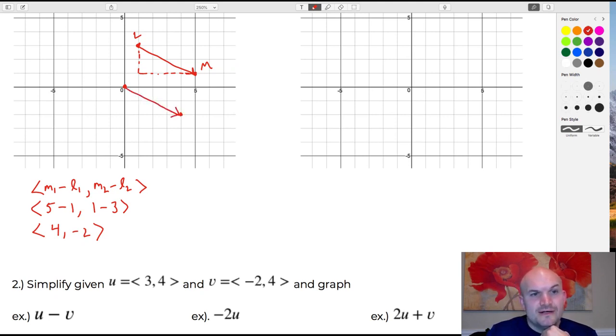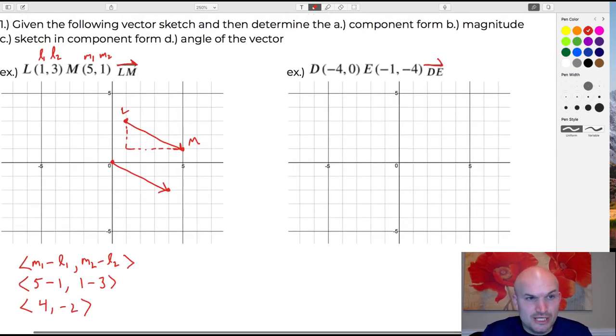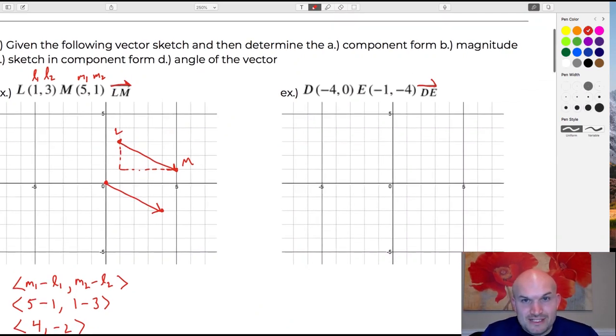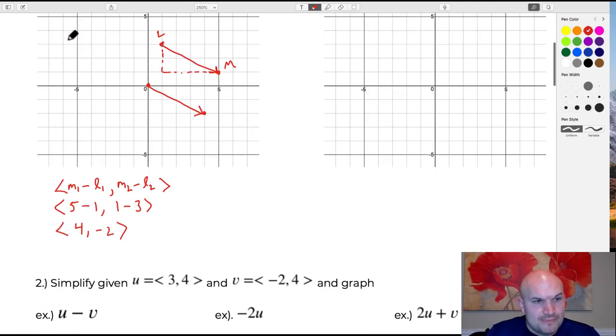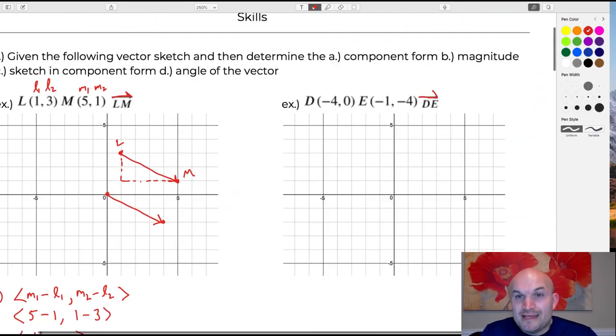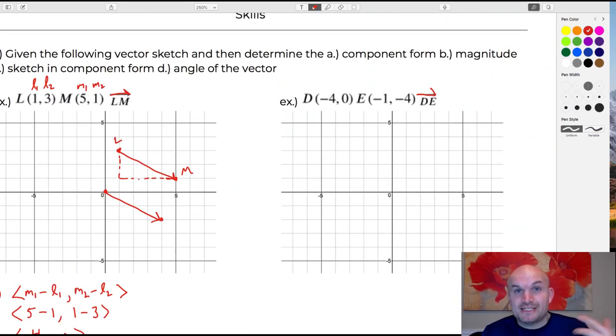So what you can see here is this vector LM in component form has the same length as my initial vector, right? And it also has the same direction. The only difference is my initial point is at 0, 0. And that helps when we're doing our mathematics for this. For instance, we just found the component form, so that's A. One of the things we need to do is find the magnitude, which is basically the length.